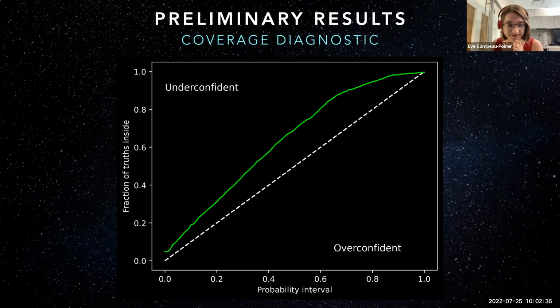Okay, so our uncertainties are not as accurate as they could be. Here an accurate distribution would fall on the dashed line, but our neural ratio estimator is underconfident, which means it underestimates its own precision or accuracy.